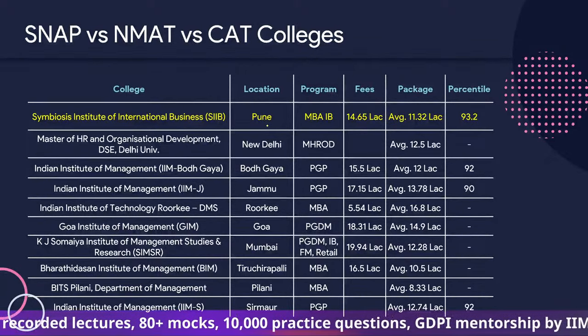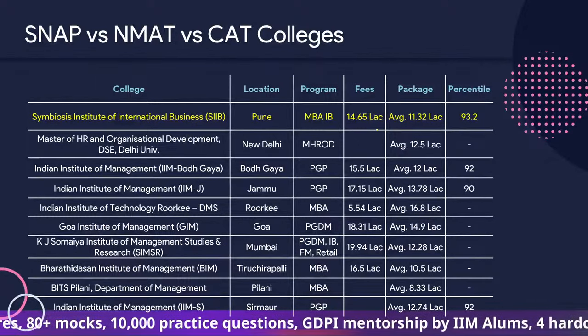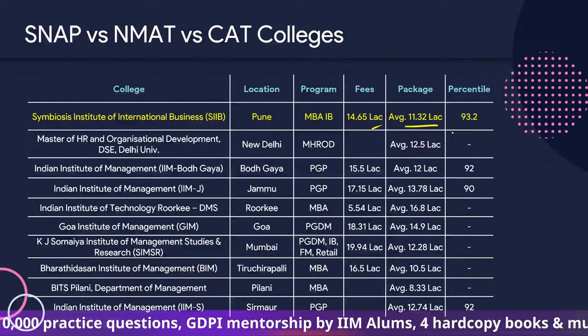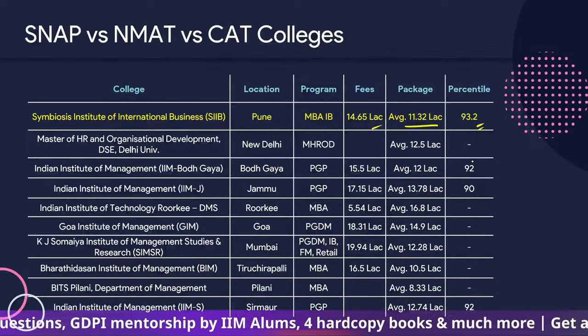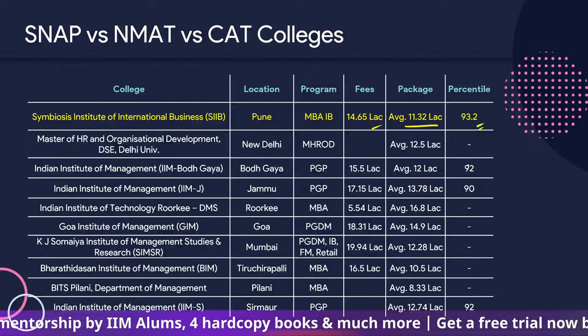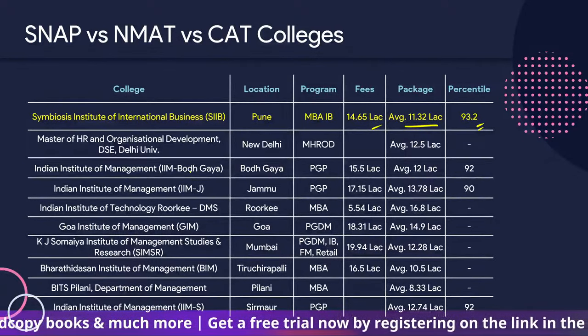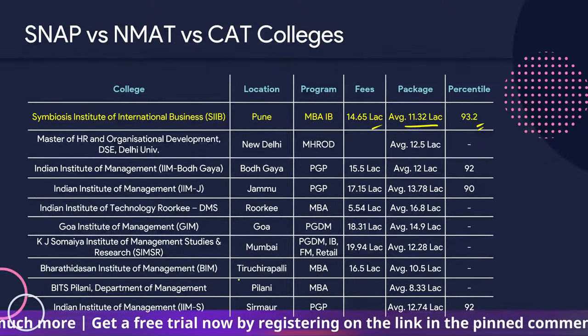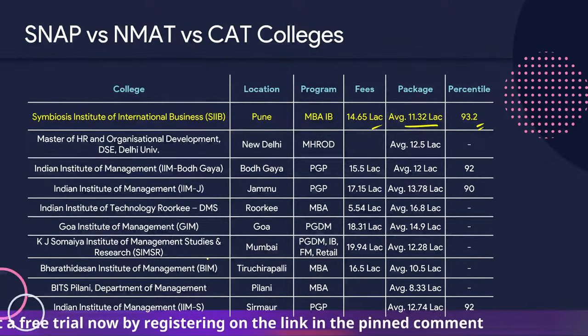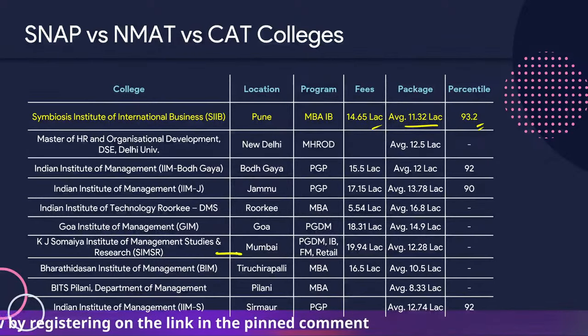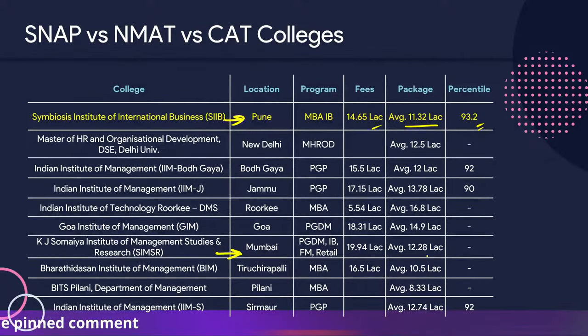Okay, SIIB Pune की बात करोगे, the program is called MBA IB, the fee is 14.65 लाख, पैकेज 11.32 का मिलता है, and you need a 93.2 percentile in the SNAP exam. Okay, now let's say KJ Somaiya से compare करो आप. The average package is 12.28, so a little over that. Less than 1 लाख average package में increase है, but your fee increases by 5 plus lakhs.